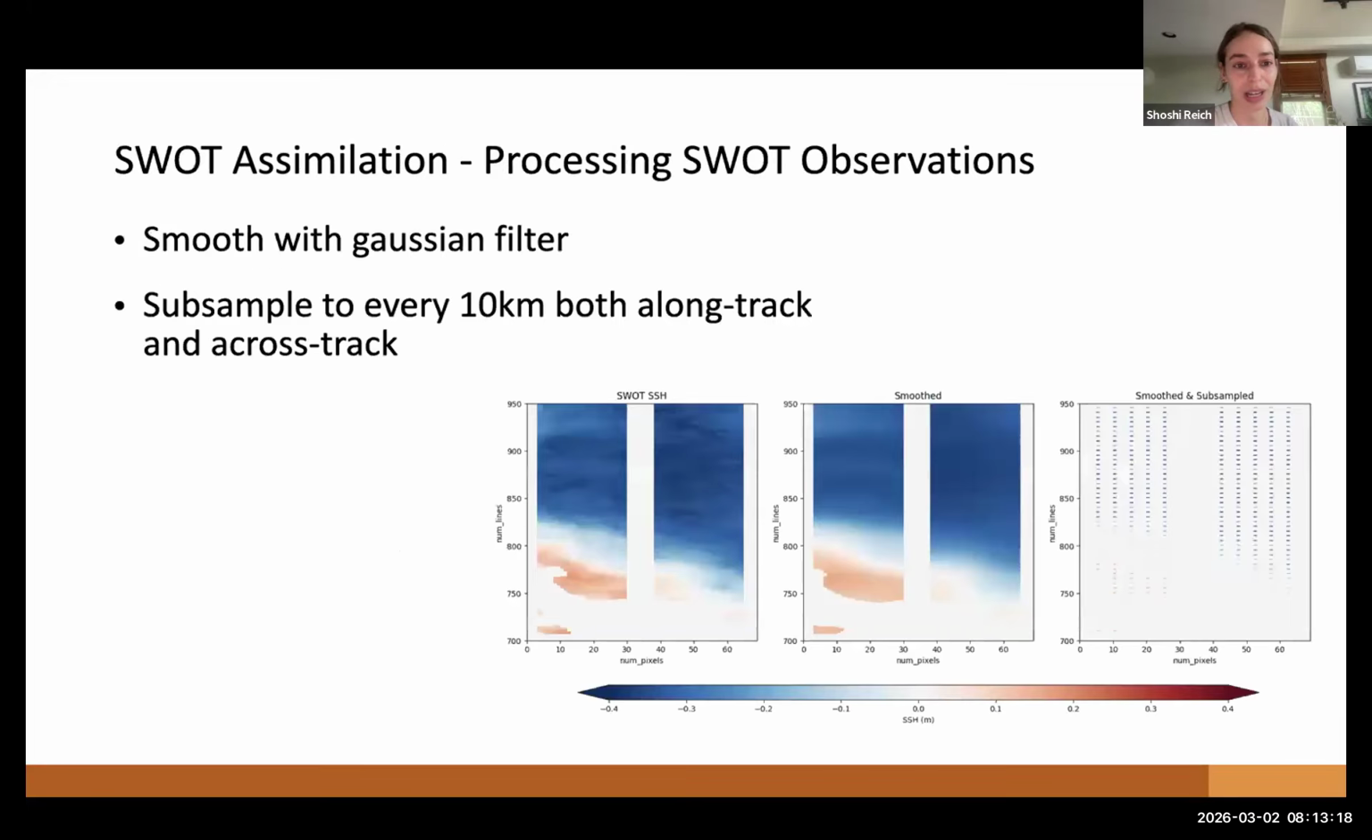Okay, so starting with the SWOT assimilation. First off, I'm processing the data by smoothing it and then subsampling every 10 kilometers in both the across track and the along track directions. And this corresponds to the resolution of my high resolution model.